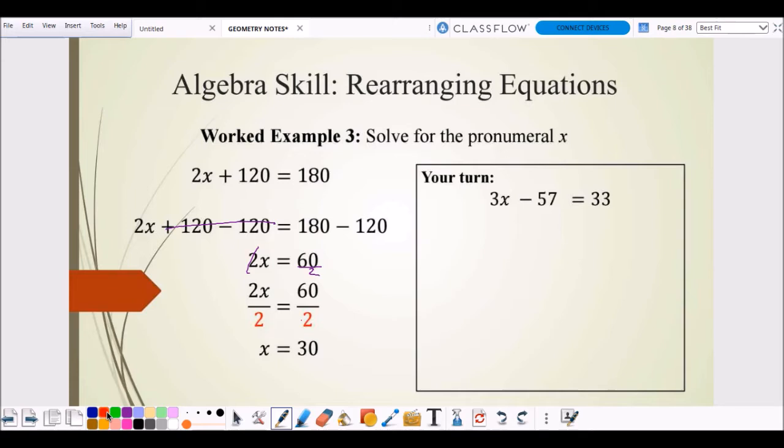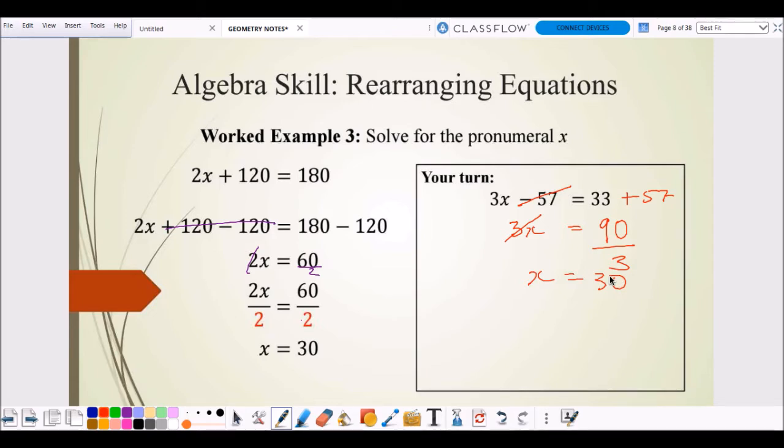Alright, let's quickly do this and then we'll move on. So, this is 3x minus 57. What you want to get rid of first is that minus 57. So, if it's minus 57, here it becomes plus 57. So, you're left with 3x equals 33 plus 57 equals 90. Okay, now you have the 3x. To get rid of that 3, it's times 3. Here it becomes divide by 3. Okay, so x equals 30. Did everyone else get 30? Cool.